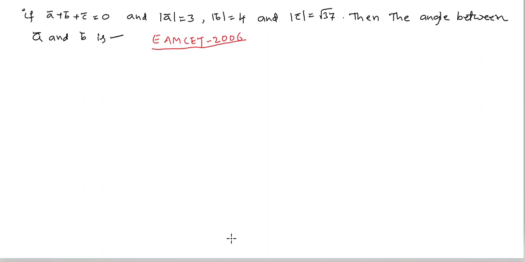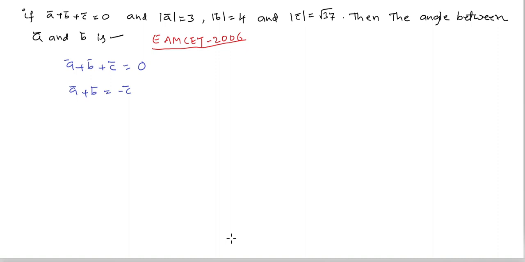If A bar plus B bar plus C bar is equal to 0 and mod A bar is equal to 3, mod B bar is equal to 4 and mod C bar is equal to root 37, then the angle between A bar and B bar is dash. This is MSET 2006 question. It is given that A bar plus B bar plus C bar is equal to 0. From this equation, A bar plus B bar is equal to minus C bar.